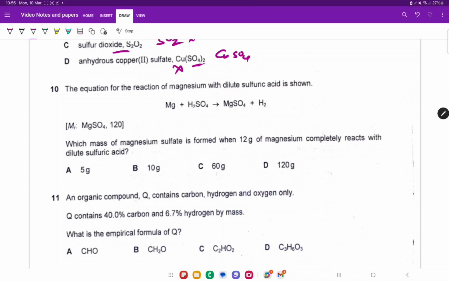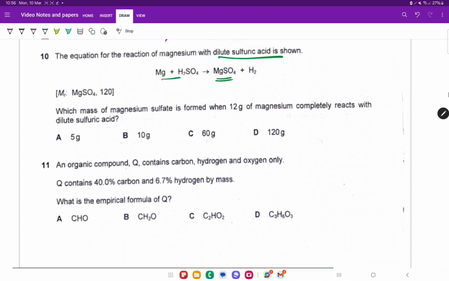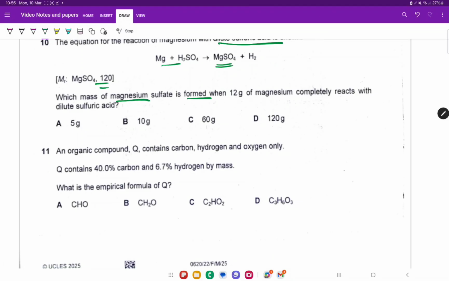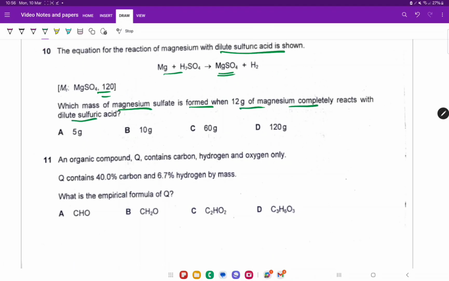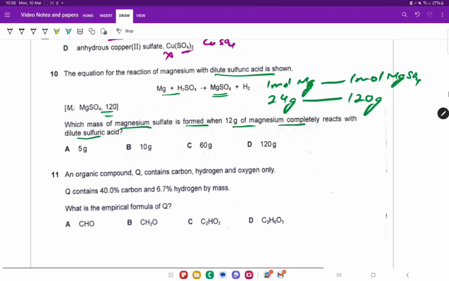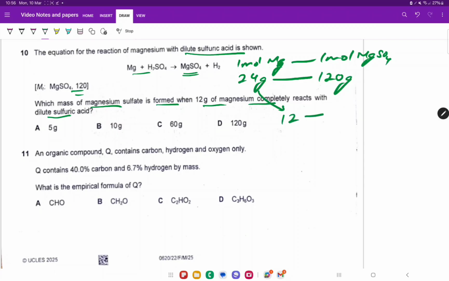The equation for the reaction of magnesium with dilute sulfuric acid is shown: Mg plus H2SO4 forms MgSO4, and hydrogen is given out. The molar mass of MgSO4 is 120. Which mass of magnesium sulfate is formed when 12 grams of magnesium completely reacts with dilute acid? According to this equation, 1 mole of Mg, that is 24 grams of Mg, gives 1 mole of MgSO4, that is 120 grams of MgSO4. Then I have 12 grams. So 12 grams will give how much? Half, so 60 grams is the answer.